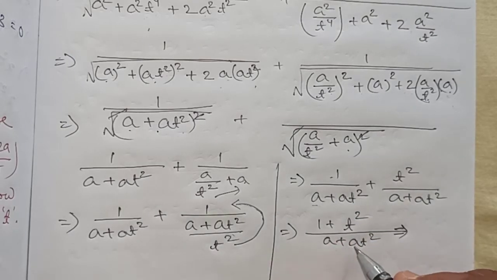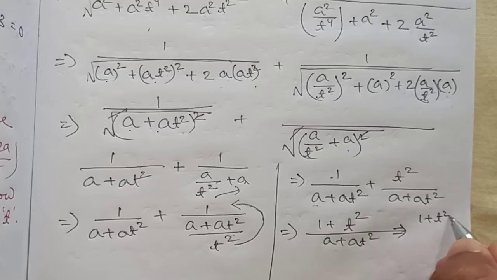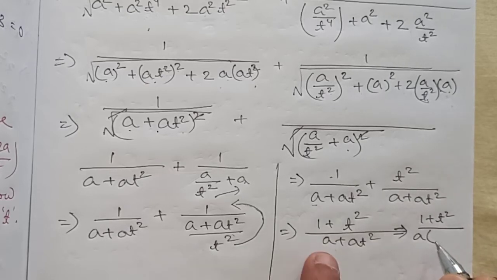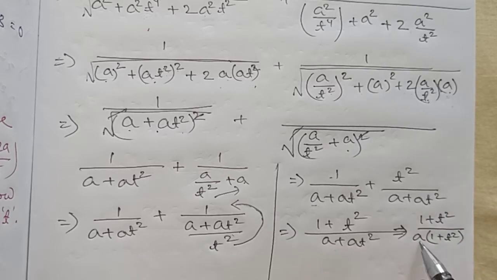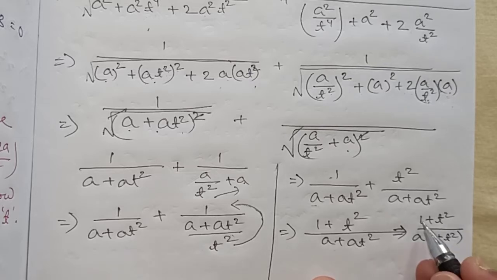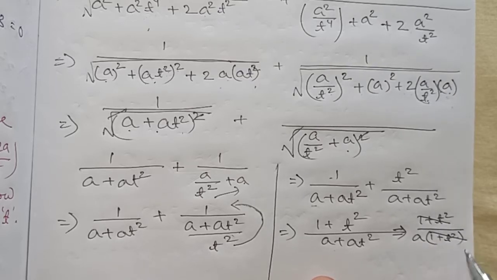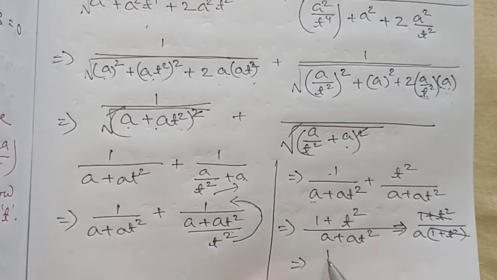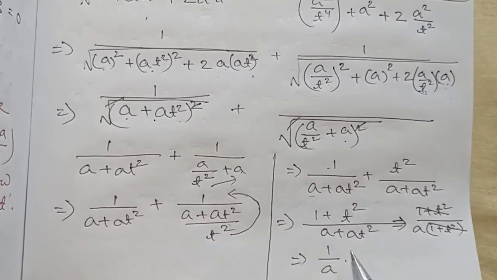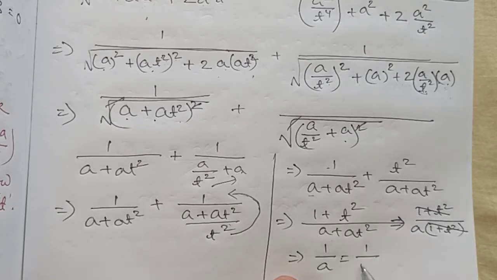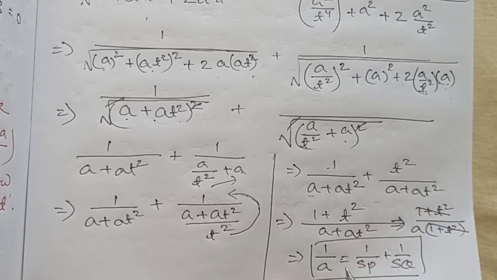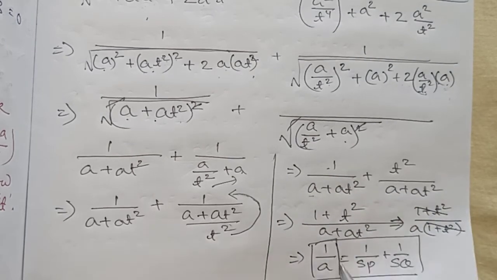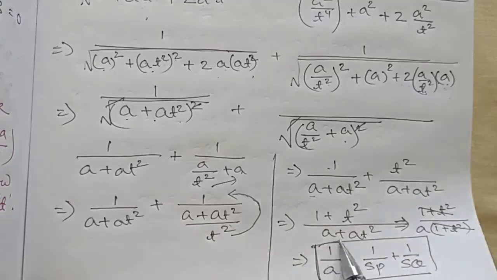Now from the denominator we will take out a common, so 1 plus t square by, take out a common, 1 plus t square we will get, because from here a has gone, 1 is left, plus from here a has gone, t square is left. So 1 plus t square, 1 plus t square are similar, the answer will be 1 by a. So this is the value of 1 by SP plus 1 by SQ, and it is independent of t, there is no t in the answer. Okay, it is independent of t.